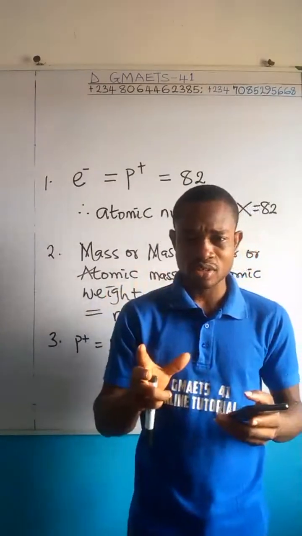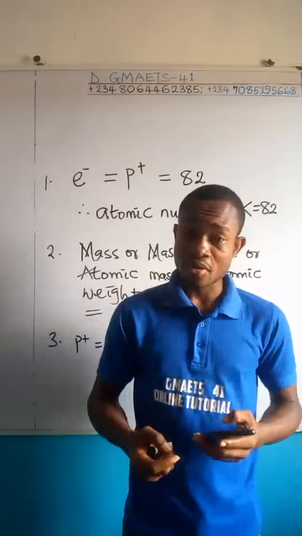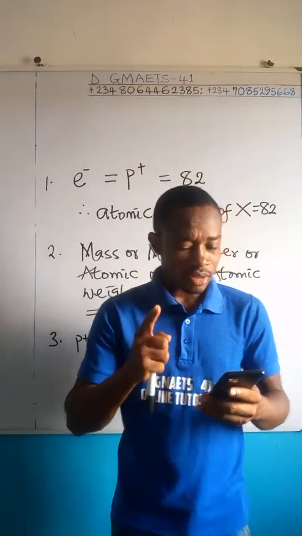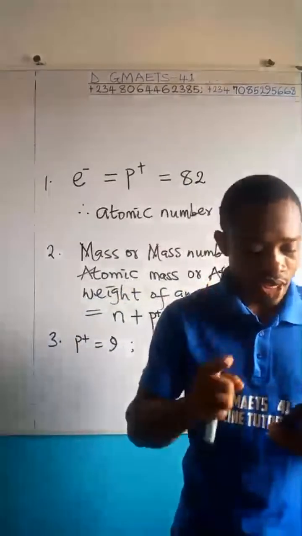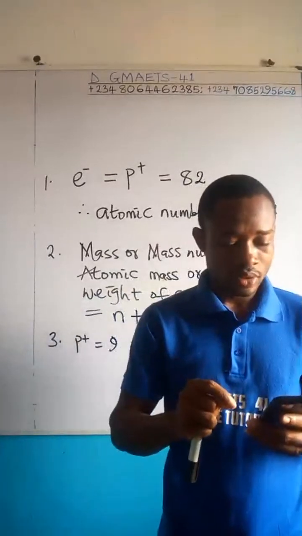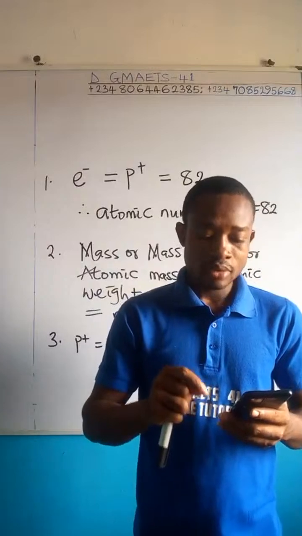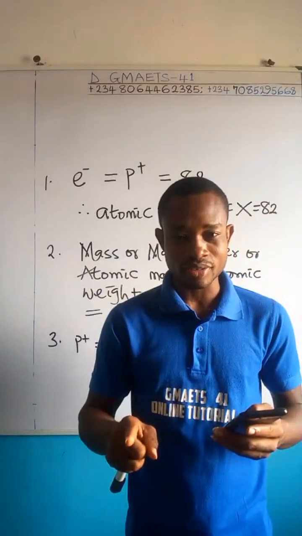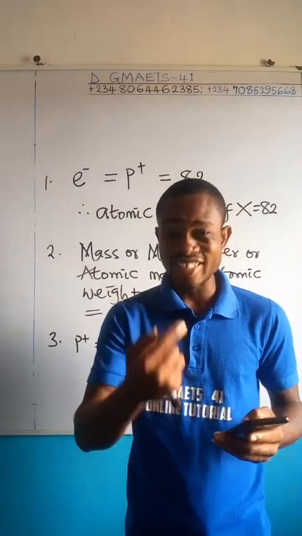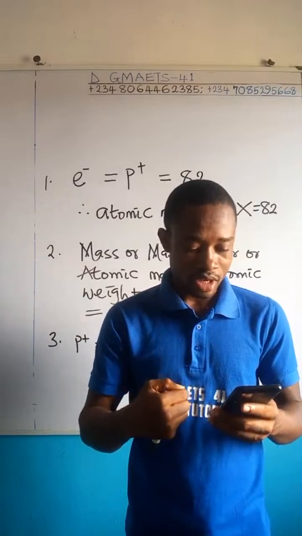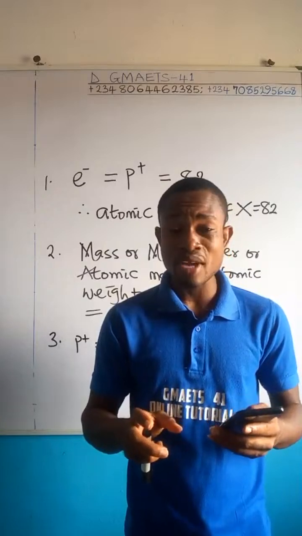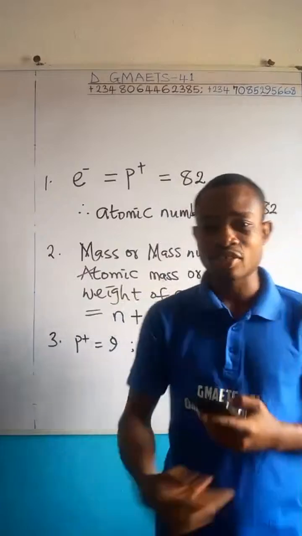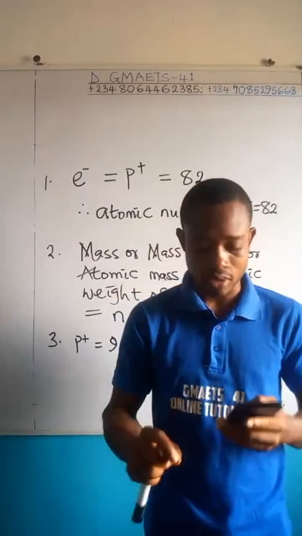I've analyzed this question so that while I choose the correct option, you will agree with me. A particle contains 9 protons, 10 neutrons, and 10 electrons. Now, what is that particle? A, positive ion. It's not a positive ion because it gained electrons. B, neutral atom of a metal. It is not a neutral atom because the number of protons and electrons here are not equal.